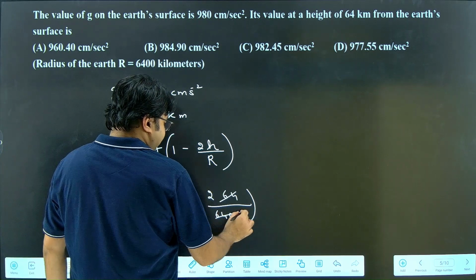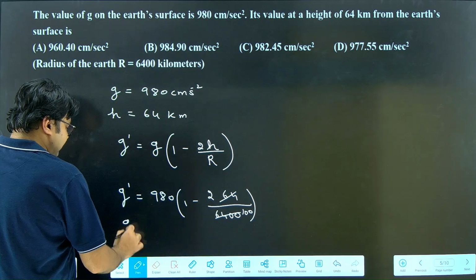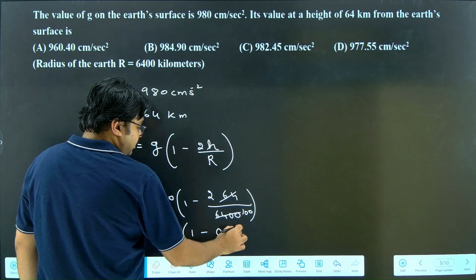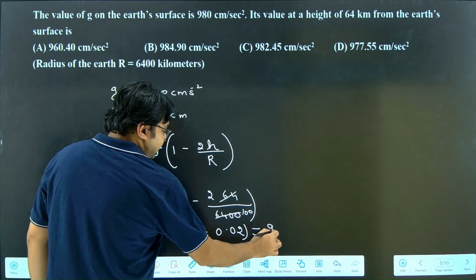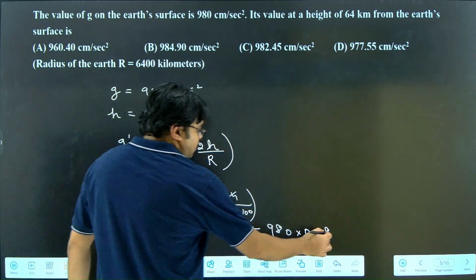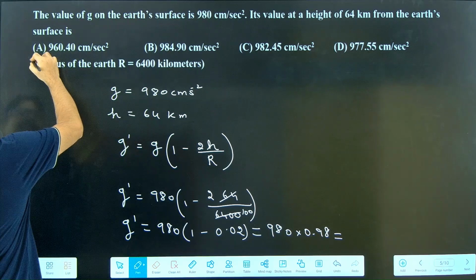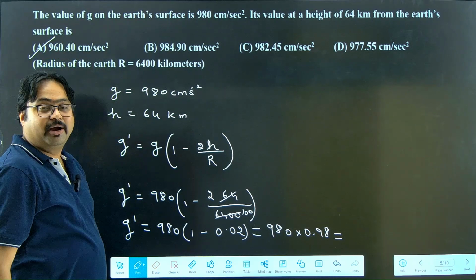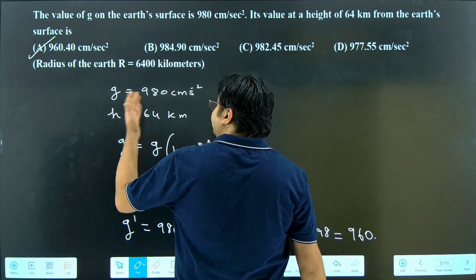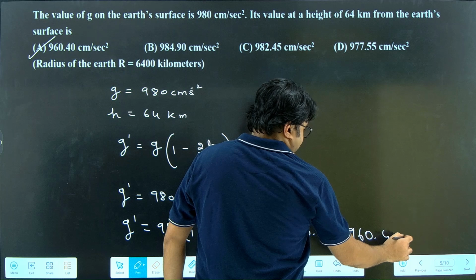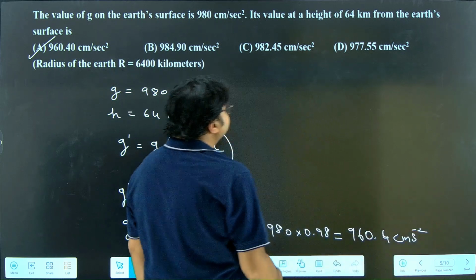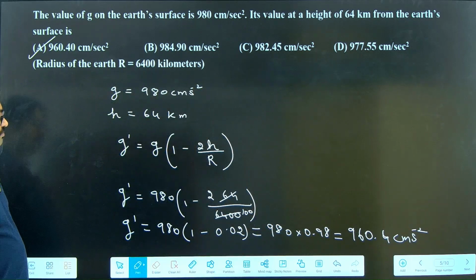So this will become 100, and g' will become 980 multiplied by (1 - 0.02), which is 980 multiplied by 0.98. Turns out to be option A. If you multiply that, you get 960.4 centimeters per second square. That's the answer you would land up with.